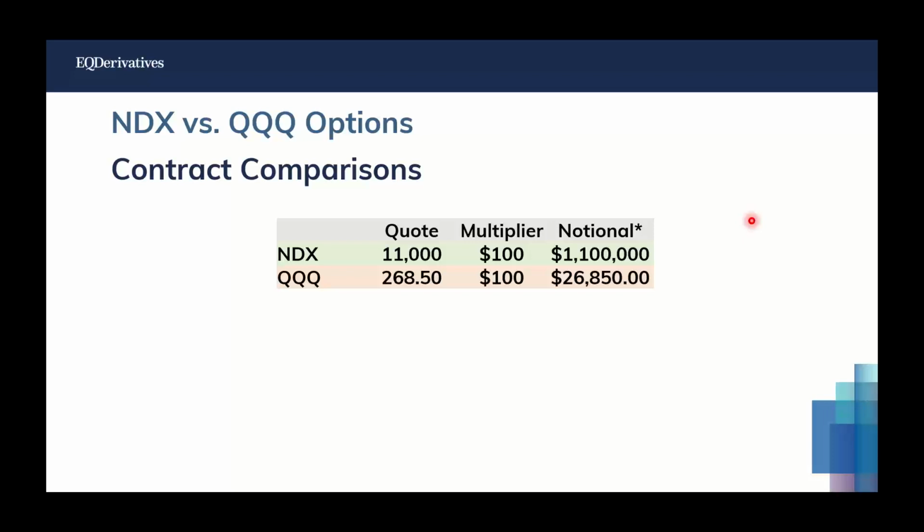So I get a lot of questions when I'm talking about NDX options with respect to the QQQ options. They both basically give you exposure to the NASDAQ 100 performance. The Qs are the ETF that gives you that exposure. Using some recent pricing, you can see one NDX option with a quote of 11,000, just using the at-the-money, would be a notional of $1.1 million. The triple Qs would, at about the same time, have a notional of $26,850.